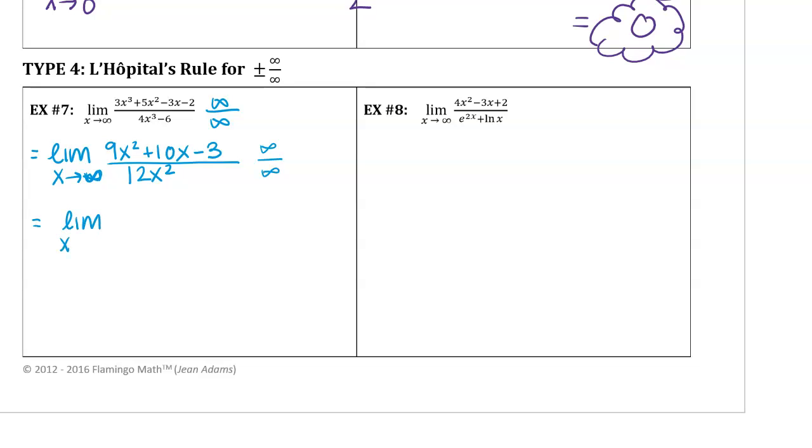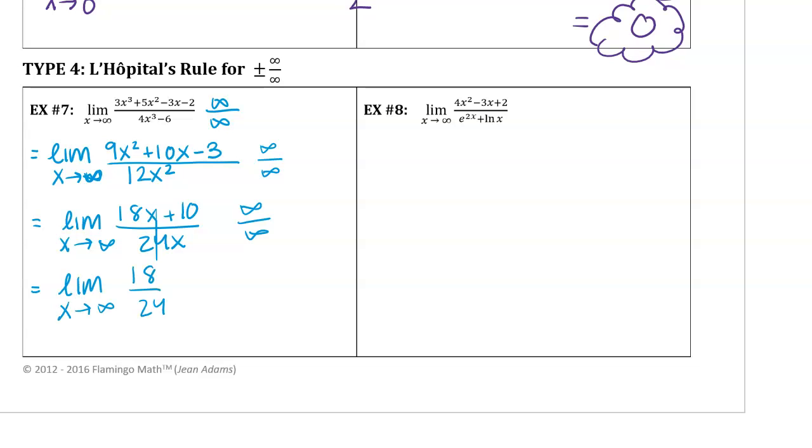The limit as x goes to infinity of 18x plus 10 over 24x. That's still infinity over infinity. I mean, infinity plus 10 is still infinity, right? Let's do it one more time. Limit as x approaches infinity of 18 over 24. We don't have any variables left. We just have 18 over 24, which simplifies to 3/4.